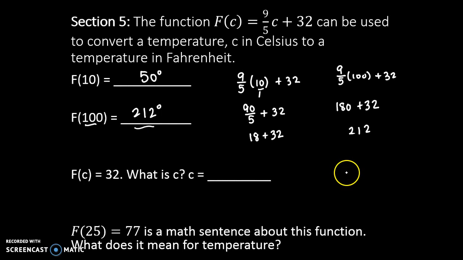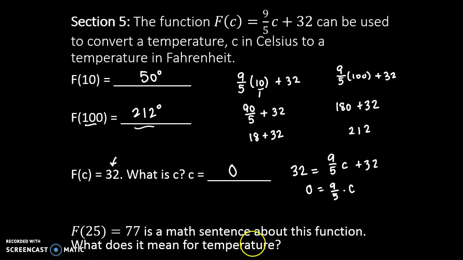F of c equals 32. What is c? So for this one, we're going to go backwards. So F of c is 32. That means that the y-coordinate is 32. So we do 32 equals 9/5 c plus 32. To solve for c, we would first subtract 32. So we have 0 equals 9/5 times c. I know we have to divide by 9/5, but 0 divided by anything is going to be 0. This is another fact that some people have memorized, that 32 degrees is when water freezes in Fahrenheit, and 0 degrees is the equivalent temperature in Celsius.